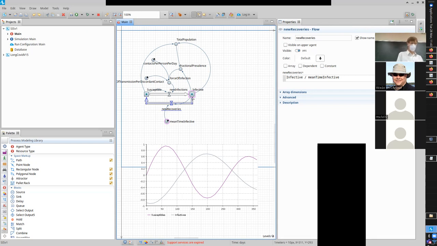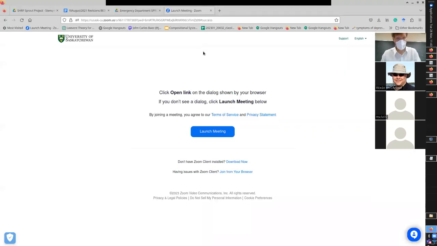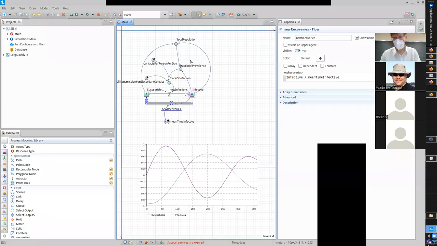Okay, so having shown you that, what is the system of ordinary differential equations behind them? How many differential equations are there? It's a system. I'm referring to the fact that in general it's more than one. How many are there? Two. One for susceptible and one for infective. Each of those gives the rate of change of that stock, of that state variable.